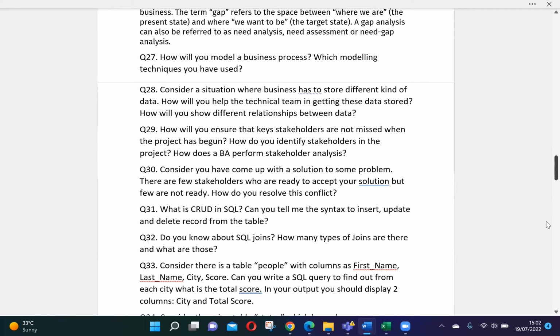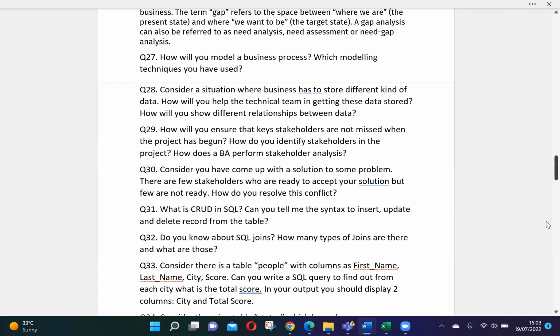So basically, you ensure by creating a RACI matrix. Once you create the RACI matrix, you conduct a workshop to discuss that RACI matrix with the stakeholders. And if you find that any particular stakeholder is missing in that meeting, you add that in the RACI matrix. So this is how you ensure that key stakeholders are not missed.